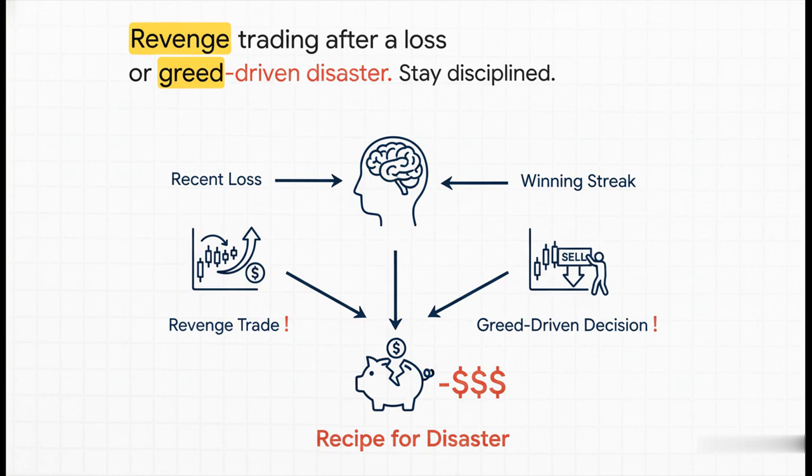You get hit by a crash and you immediately jump back in to try and win it back. That's revenge trading. Or you're in a winning trade and you get greedy, thinking just one more tick. These are classic emotional traps. And trading based on fear or greed instead of a solid plan, it's just a recipe for disaster.